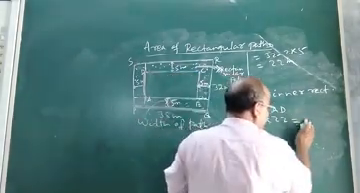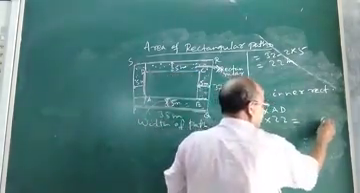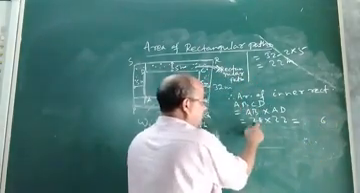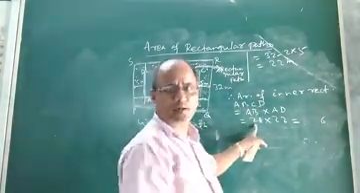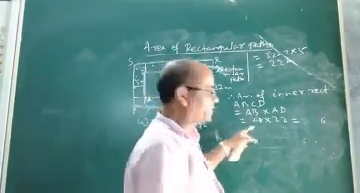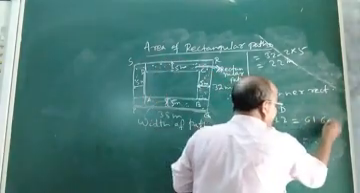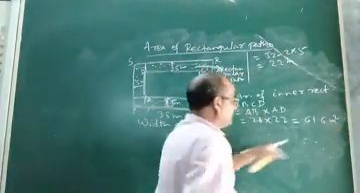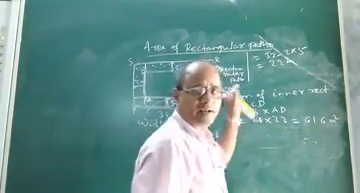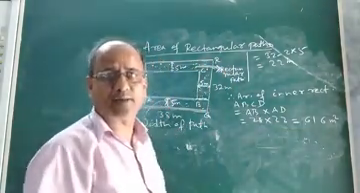28 into 22: 176, carry 17, 22 into 2, 44, 44 plus 17, it will be 61, so 616 meters square. You see, this will be the area of the inner rectangle or rectangular boundary ABCD.